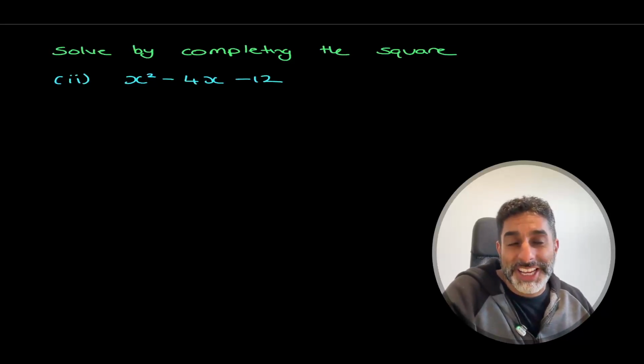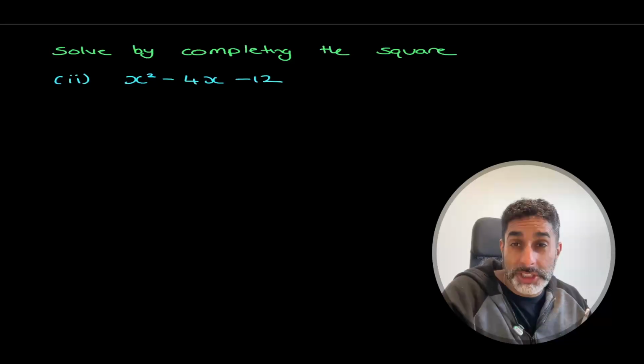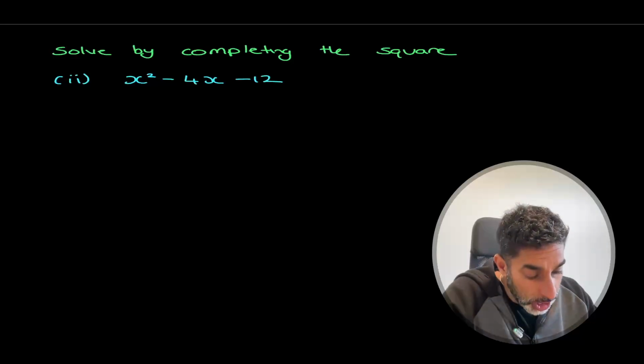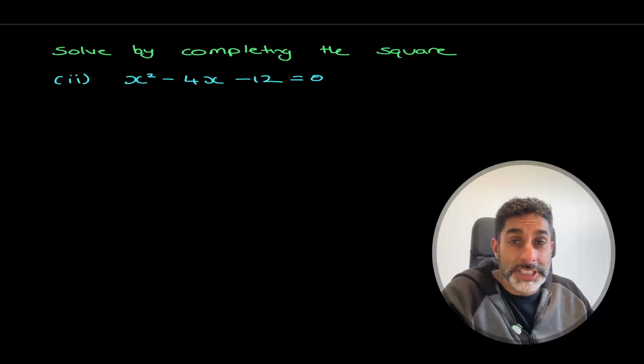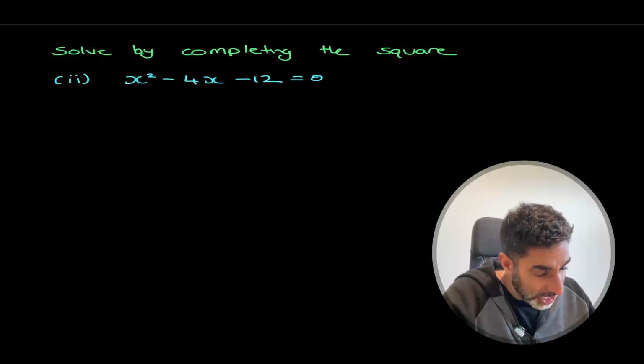Hi and welcome back. Okay, let's learn how to solve by completing the square. So the question I've got for you is x squared take 4x minus 12. I want you to solve this so it equals 0 by completing the square. So let's do this together.